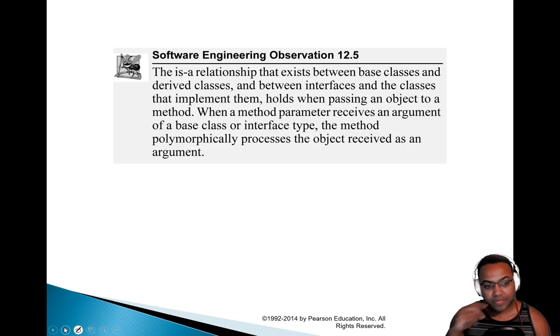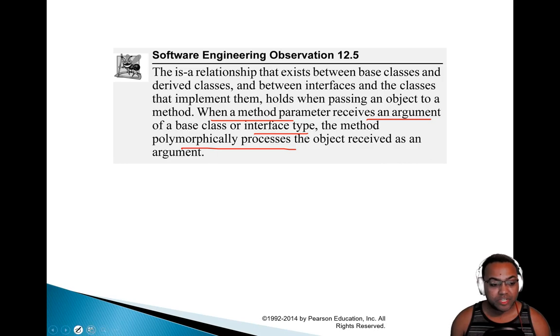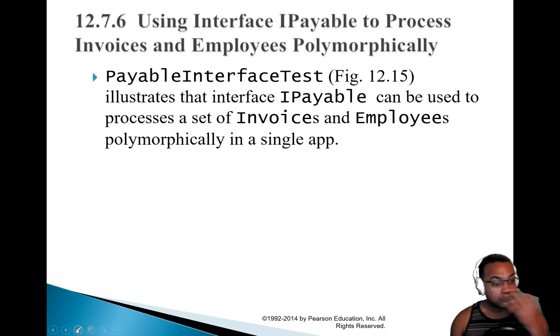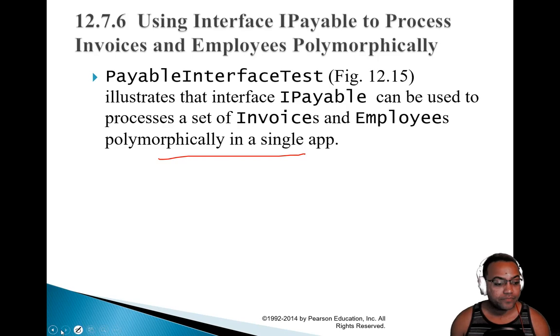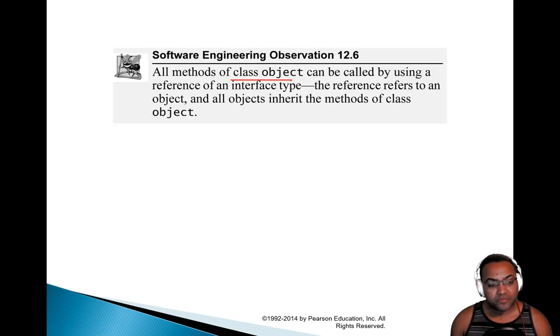The is a relationship that exists between base classes and derived classes and between interfaces and the classes that implement them holds when passing an object to a method. When a method parameter receives an argument of a base class or interface type, the method polymorphically processes the object received as an argument. So, payable interface test illustrates that interface iPayable can be used to process a set of invoices and employees polymorphically in a single app. All methods of class object can be called by using a reference of an interface type. The reference refers to an object, and all objects inherit the methods of class object.